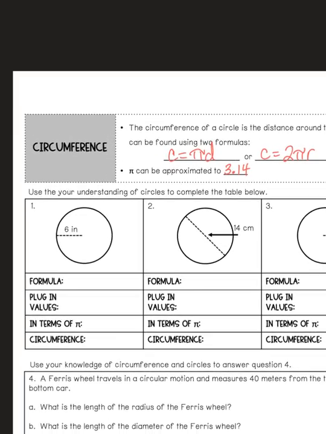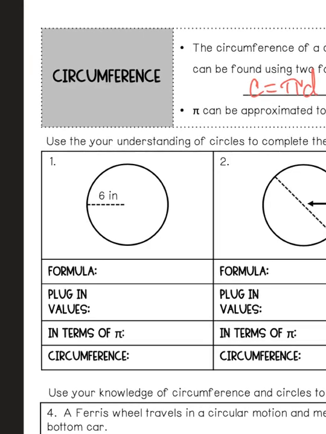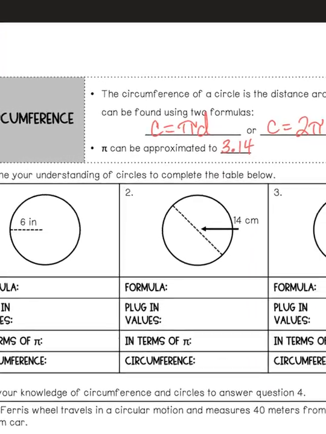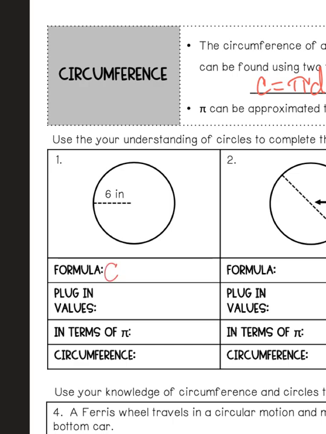So let's go ahead and practice finding the circumference of these circles. First of all, we have the formula. What is this right here that they gave us? If you look right here, this is our radius. So which formula should we use if we're going to have the radius? We're going to use C equals 2 pi r.